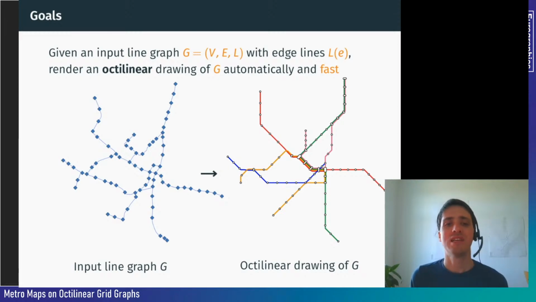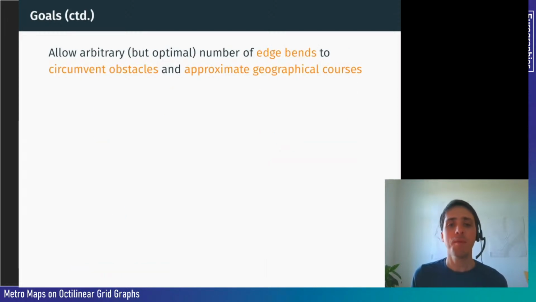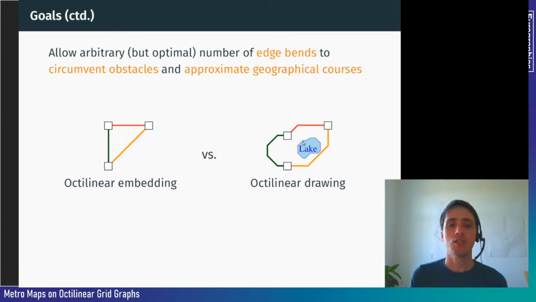Note that I said octilinear drawing, not octilinear embedding, which actually makes an important difference here, because we want to allow an arbitrary, but of course optimal, number of edge bends. So in an octilinear embedding, each edge is a straight line, and in an octilinear drawing, each edge is allowed to make as many bends as it wants, for example to circumvent this lake obstacle here, or to approximate geographical courses like the green line does here.